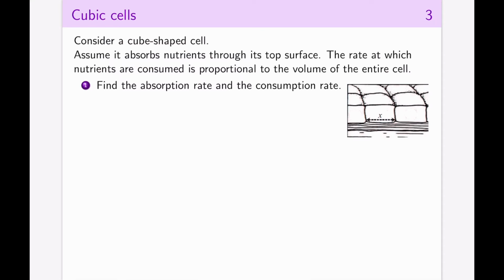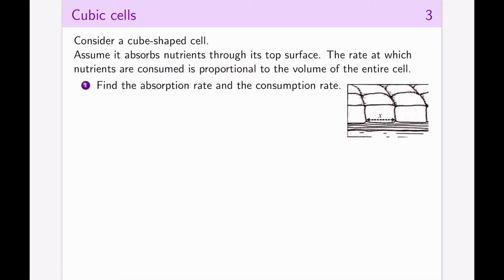In the first part of the lecture, we considered spherical cells and their consumption and absorption. Here, we're going to consider cubic cells, and in particular, cubic cells that only absorb nutrients through the top surface. If they're positioned right next to each other, the absorption of nutrients only happens on the top, because the sides are adjacent to other cells. The consumption is proportional to the volume of the entire cell because it has to sustain life throughout the whole volume it occupies.